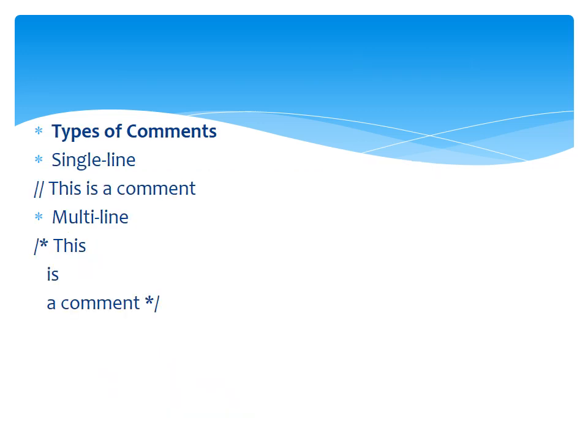So what are the types of comments? One is a single line comment with a double slash. So this is a comment. You can give it this way, or else the comments can be of multiple lines with a slash and a star. You can give all your comments and you can end with a star and a slash.